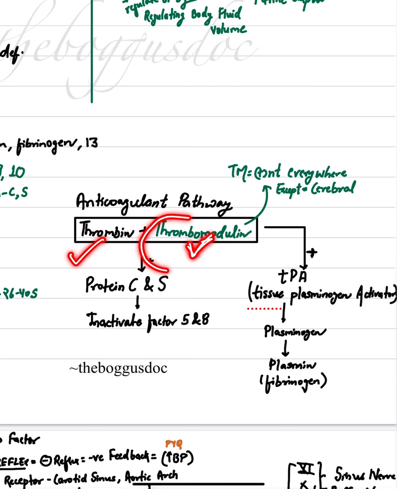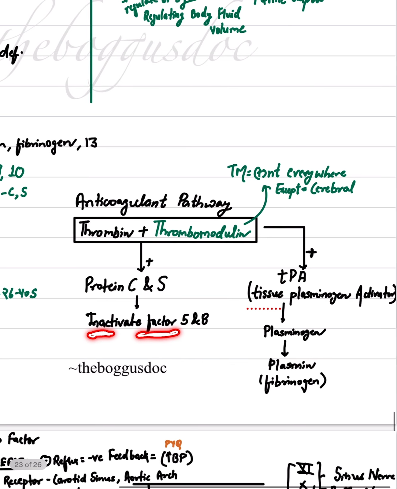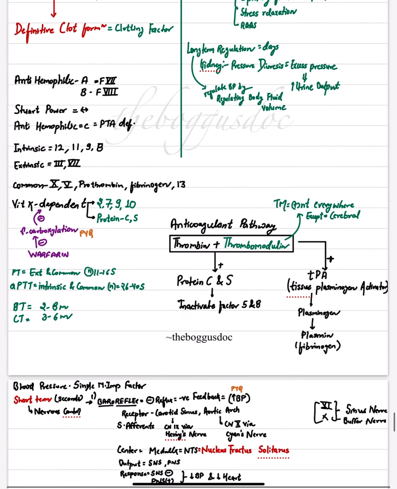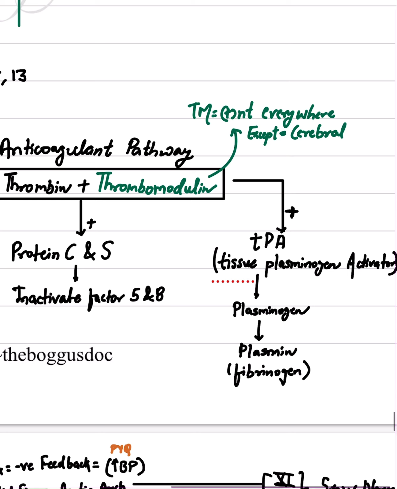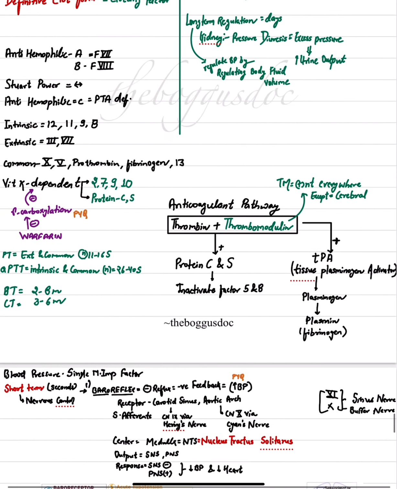Now the anticoagulant pathway: thrombin plus thrombomodulin. What is thrombomodulin? It is present everywhere except the brain. Thrombin plus thrombomodulin leads to protein C and S activation, and they inactivate factors 5 and 8. So protein C and S help in anticoagulation. Thrombin plus thrombomodulin also activates tissue plasminogen activator, which activates plasminogen to form plasmin, which breaks down fibrin.